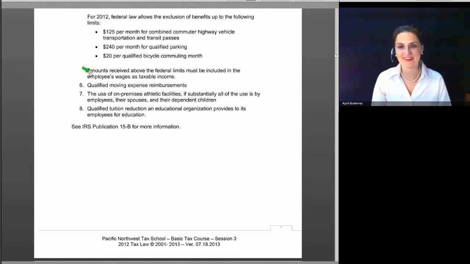Portland, Oregon, where our school is located and where I live, is a really, really big bicycling city. So if you happen to live in a community where bicycling is common, you might have a few employers giving that qualified bicycle commuting expense.